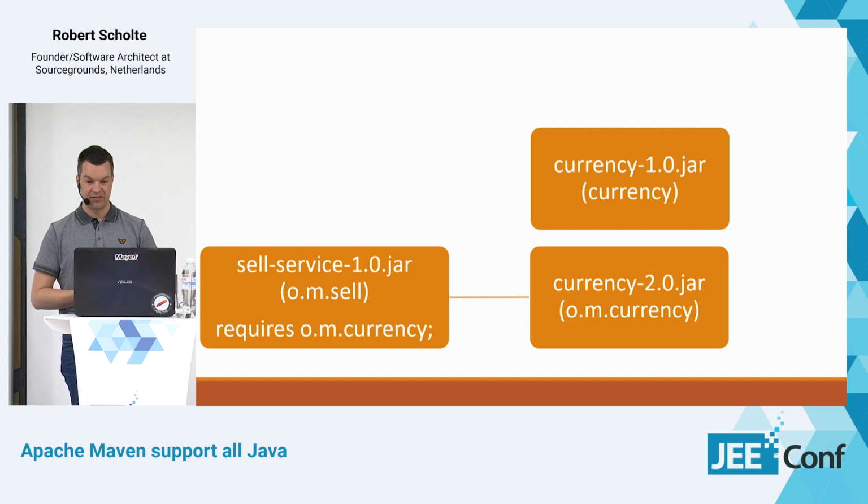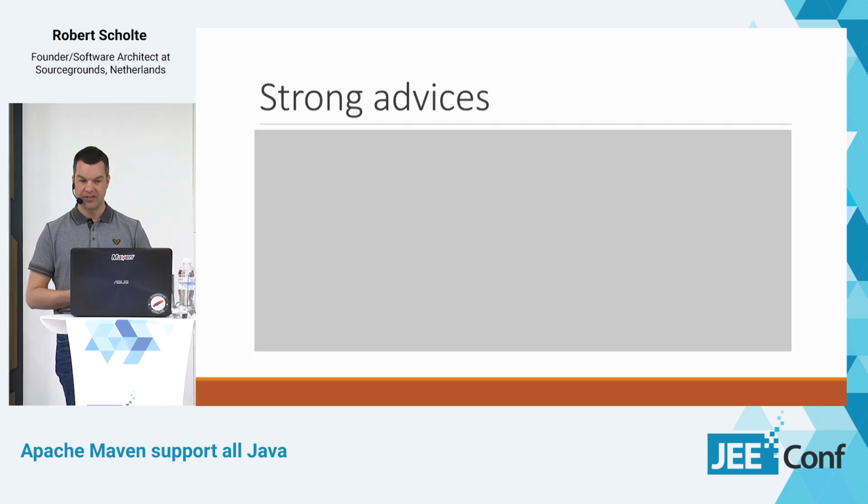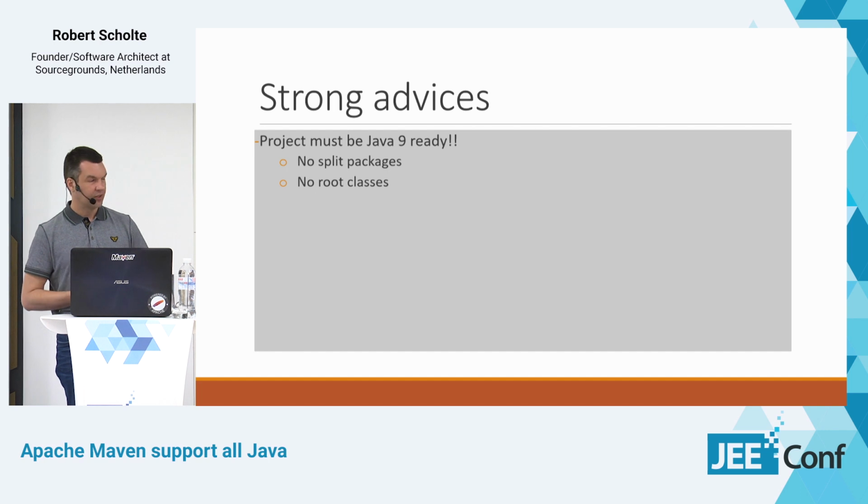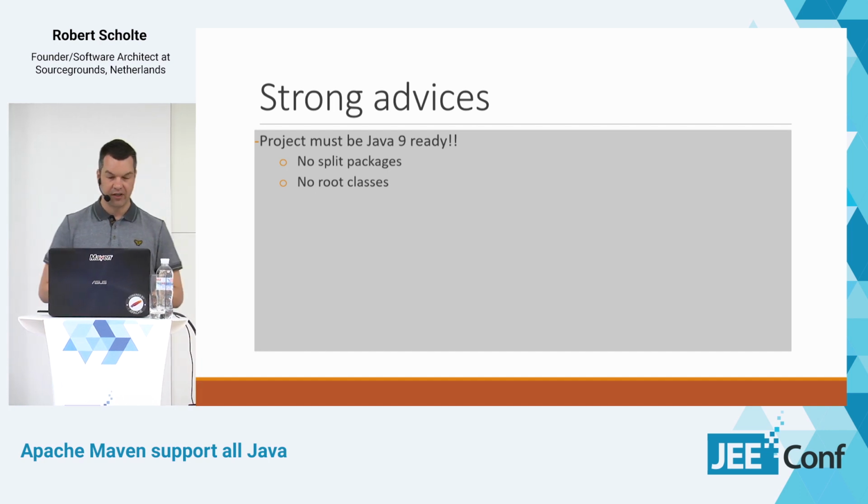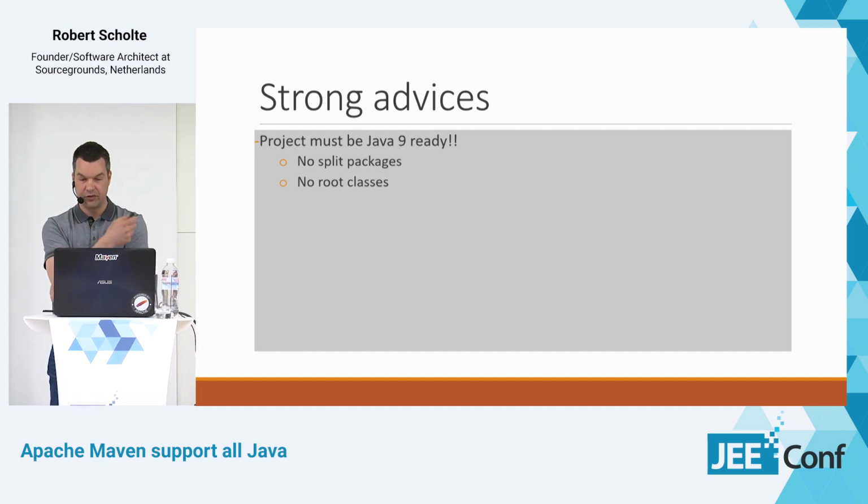So in the picture, it means something like this. Once you use currency 2.0 with this specific module name o.m.currency, you cannot fall back to the original 1.0 anymore. So the strong advice is, once you start introducing these module descriptors, make sure that your project is Java 9 ready.